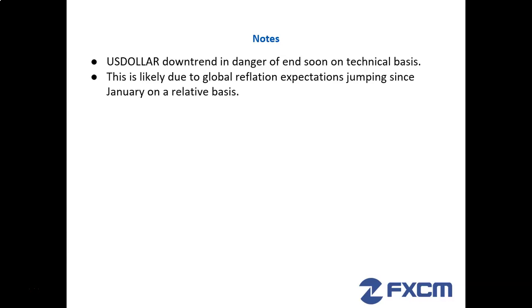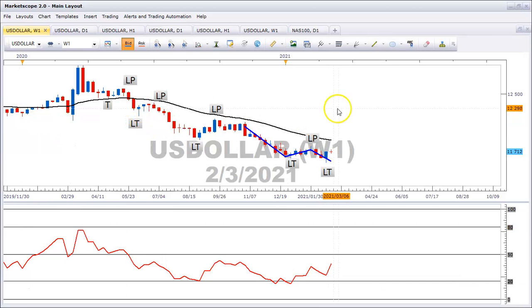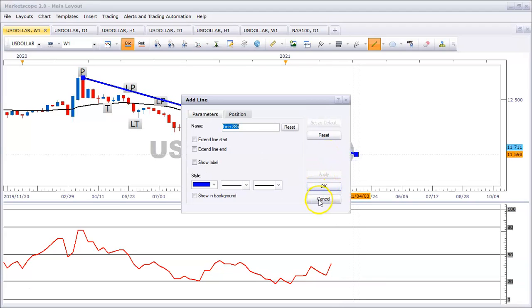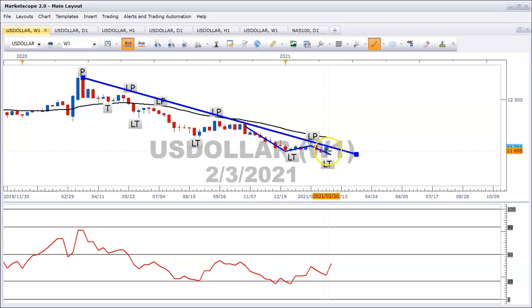Let's just take a look at the US dollar chart, and you can see that we have a series of lower peaks followed by lower troughs, and that's the definition of a downtrend. And if I draw a trend line just to take a look at the momentum of this downtrend, it does look as if it is holding, but just barely, right?